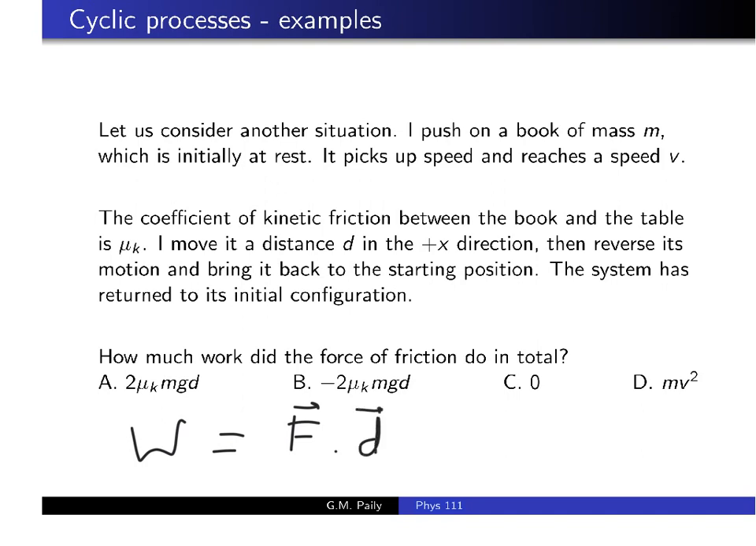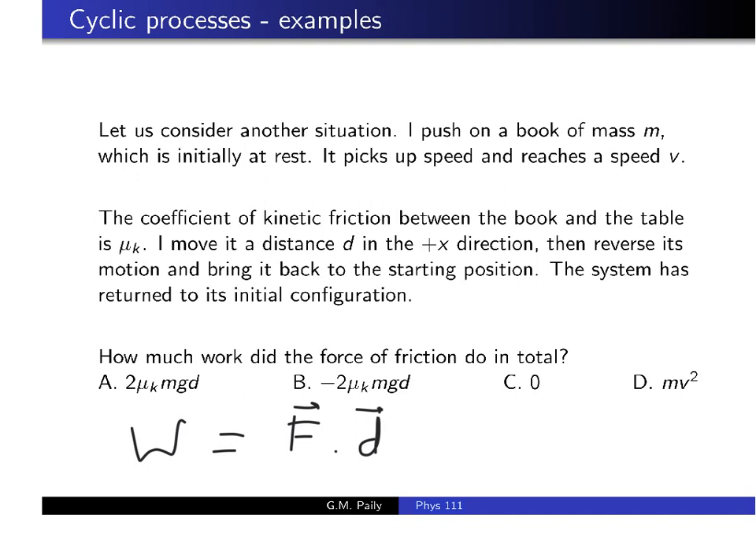So what we do in this case is we consider when the book is moving to the right as the first half, and so the force of friction is constant and it's pointing to the left, the displacement is to the right, and so we do F dot D and we get minus mu k mgd, right? Because mu k times n will give us the force of kinetic friction, and in this case, because it's a horizontal table, then n is equal to mg, and the distance moved in this case is d, so we get mu k mgd, and we get a minus sign because the angle between the force of friction and the displacement is 180 degrees.